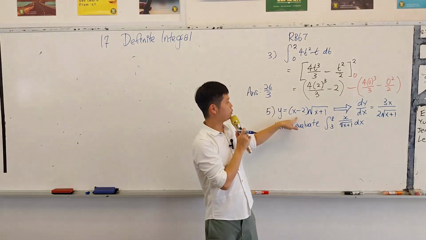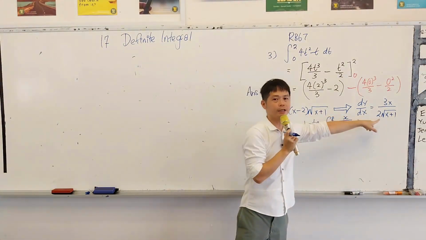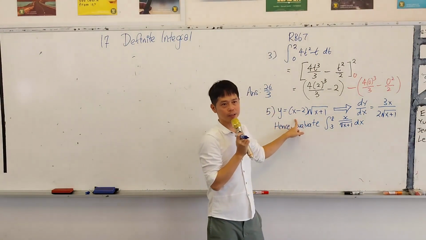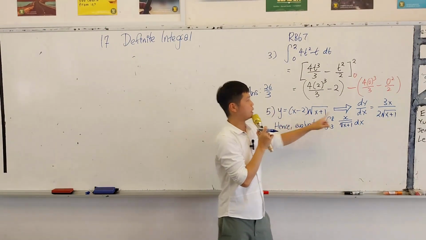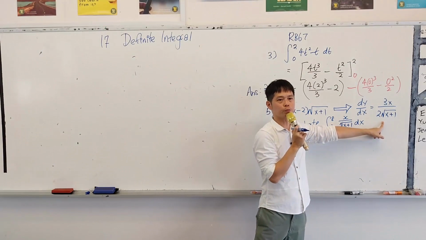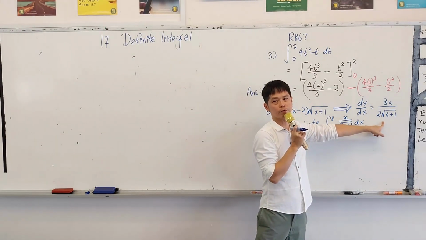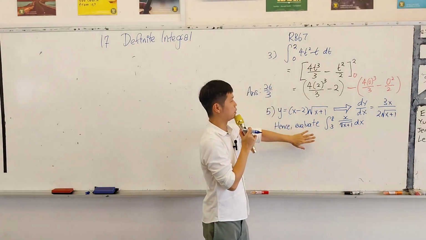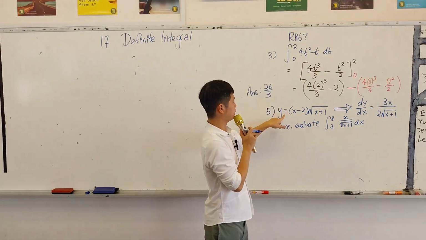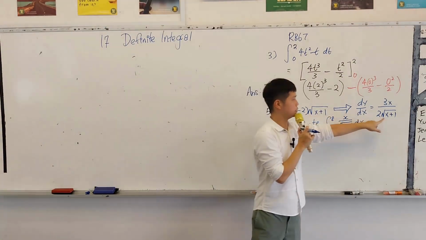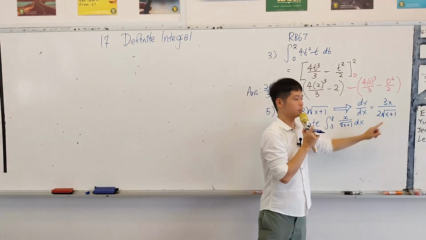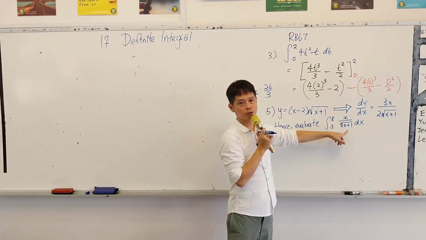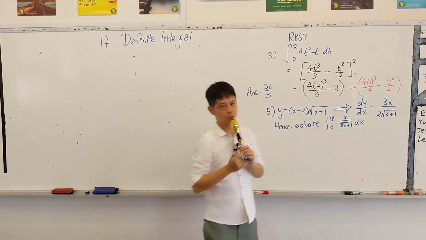After you differentiate y, you will get this. Trust that it is correct. I will skip this part by differentiating this. I will get 3x over 2 square root of x plus 1. I want to answer this now, knowing that when I differentiate y, I will get this function. How do I evaluate x over square root of x plus 1?